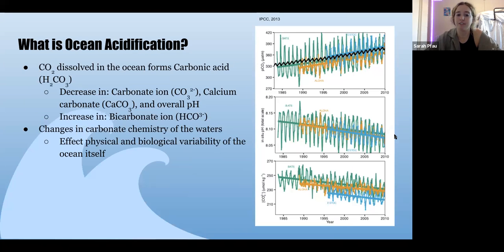The effects of ocean acidification include a decrease in the carbonate ion, which is shown in the bottom graph of the image. It also includes a decrease in the amount of calcium carbonate and the overall ocean pH, which is shown in the middle graph. Each line color on this graph represents a different observatory point across the ocean. Also, the formation of this carbonic acid from the CO2 increases the ocean's supply of the bicarbonate ion. All of these changes lead to more changes in the overall carbonate chemistry of the water, which affects the biological variability of the ocean itself.